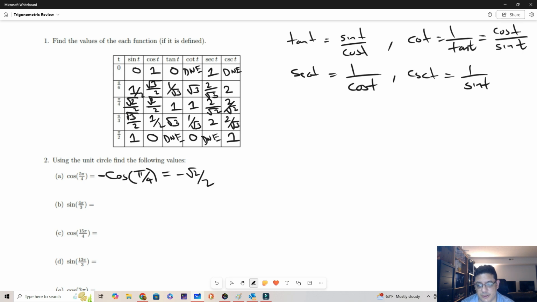In the third quadrant, sine is also negative, so this is going to be minus sine of pi over 3. In pi over 3, the sine is square root of 3 over 2, so this is going to be minus the square root of 3 over 2.